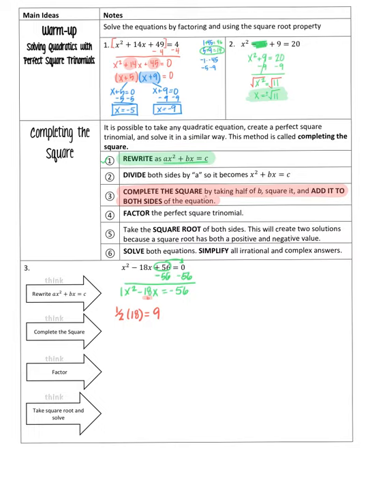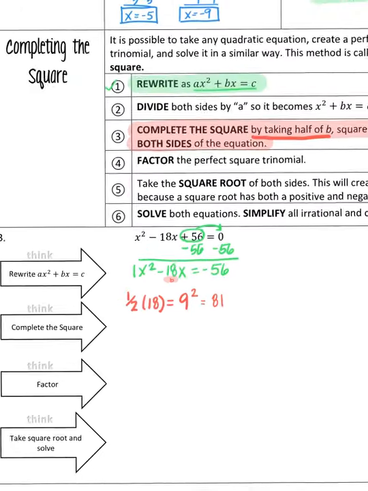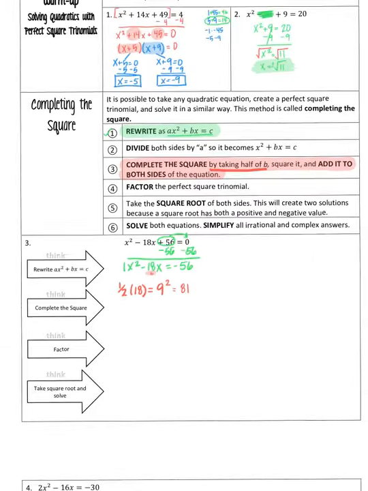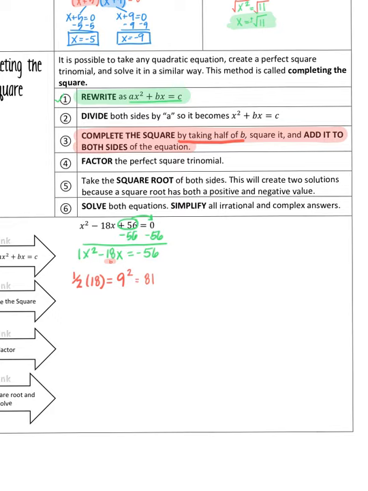So we took half of b. Now we're going to square it. We're going to square 9. We're going to square that number, and we get 81. Okay, 9 squared is 81. All right, so now what we need to do is we're going to add this number, 81, back into our equation, and we're going to add it to both sides.